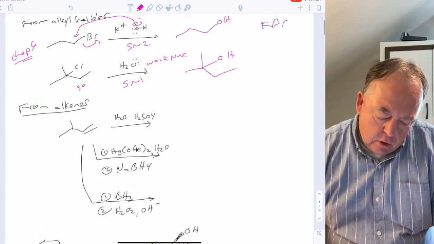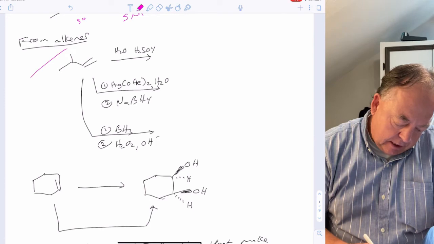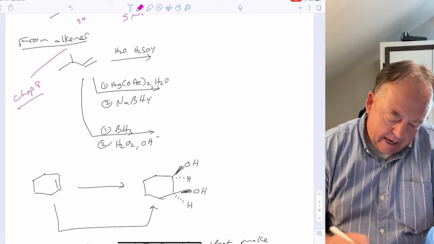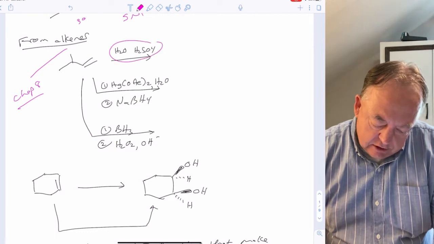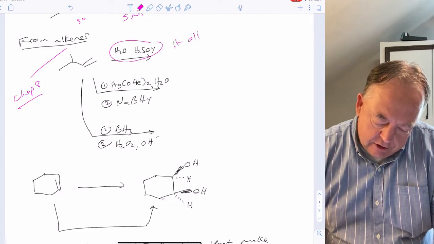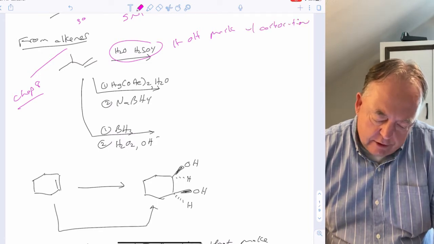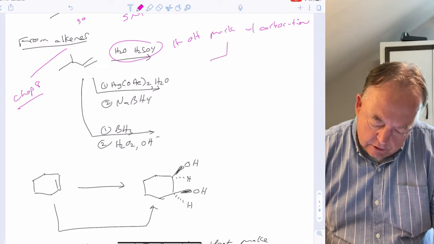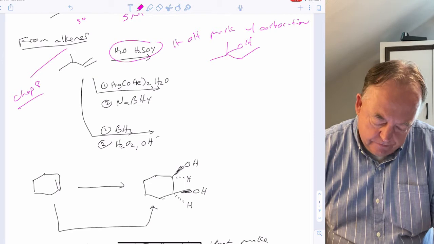So you can make alcohols by SN1 and SN2 reactions, and from alkenes, so these will be chapter 8 reactions. We looked at several ways to make alcohols. In these conditions, it adds H and OH, Markovnikov, with a carbocation. So you have to look out for rearrangement, right? This would make that alcohol due to carbocation rearrangement.